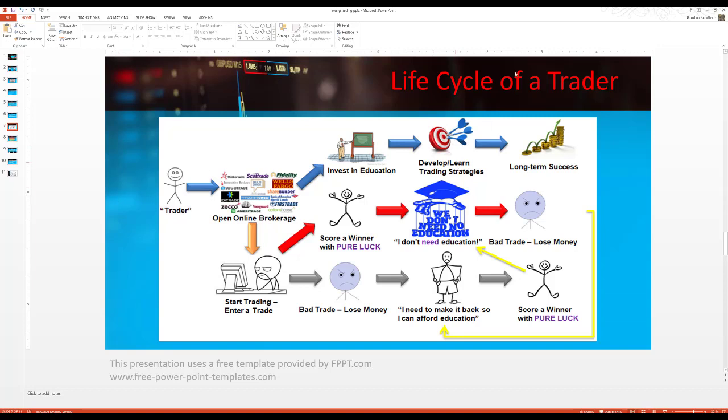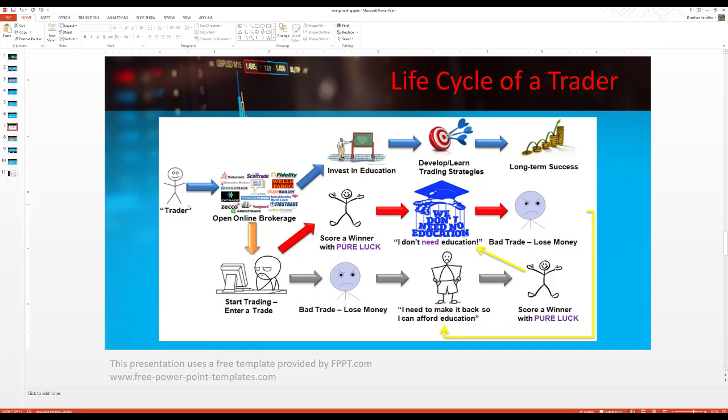So over here, the life cycle of a trader, what you need to understand is that once you score a winner, then you think that you don't need education, you think that you know everything. And when you lose money, then you think that okay, you need education. But once again, after you win, you think that no, I won that, I don't need anything. So the proper way is, on Friday also I had showed this slide.